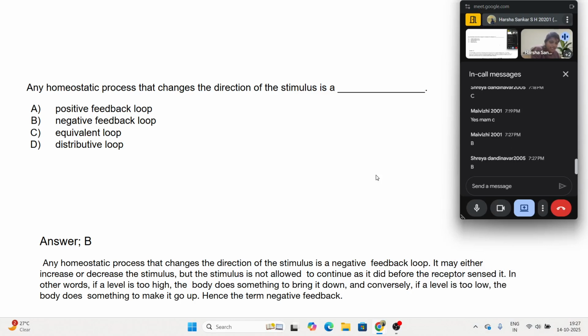So why do we say it is changing the direction? It may either get increased or decreased, it doesn't matter, but the stimulus is not allowed to continue as it did before the receptor sensed it. In other words, if the level is too high, the body does something to bring it down. That is the easier thing we can imagine. And conversely, if a level is too low, the body will do something to make it high. That's it. Hence the term negative feedback.